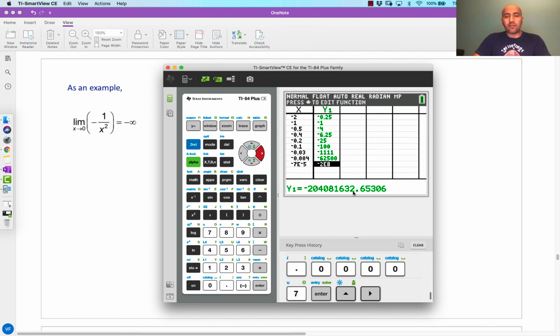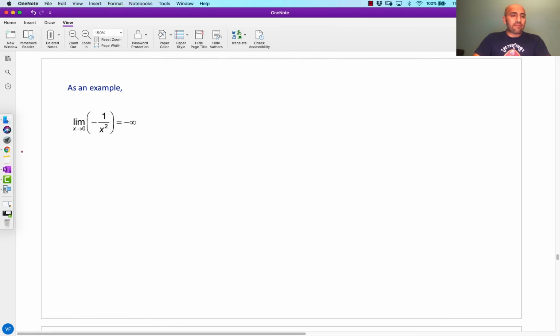And if I use my arrows to go highlight that little square, I see the actual value, and you can see it's a very large number. 204,081,632, so pretty large. So the closer I let my value get to 0, the larger the output is going to be. Okay, so I'm sufficiently convinced that this is growing toward negative infinity. Let's graph it on Desmos.